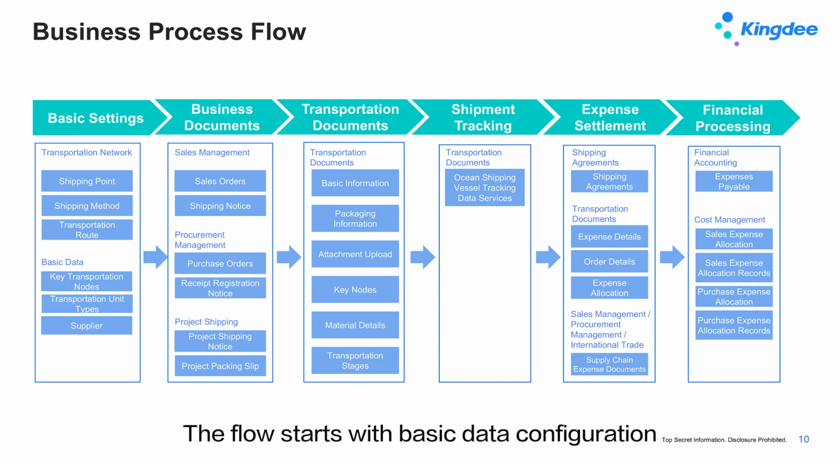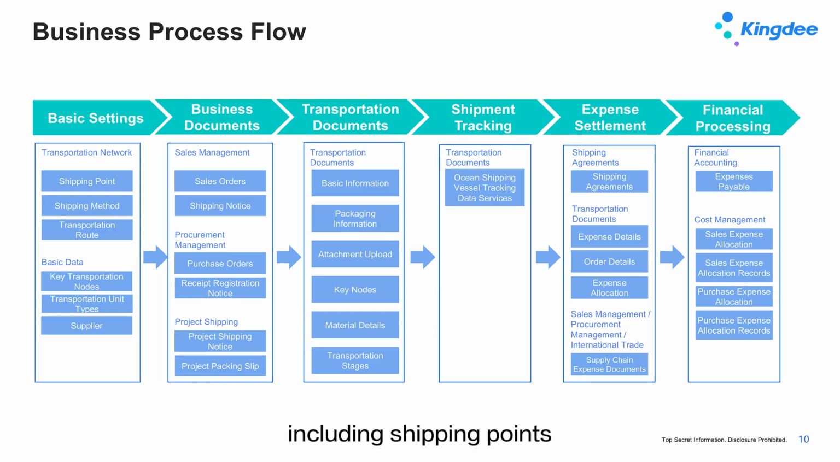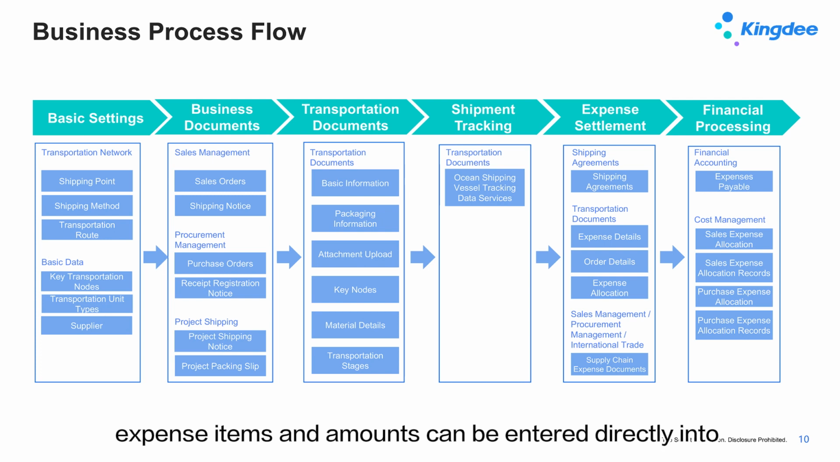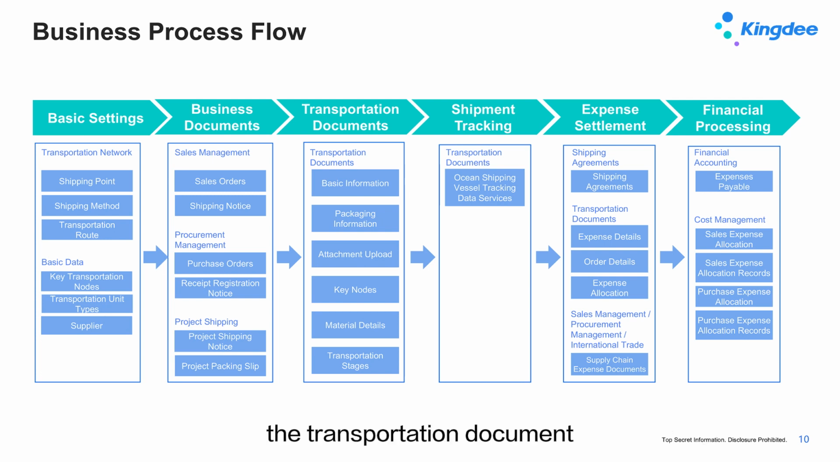The flow starts with basic data configuration, including shipping points, shipping methods, transportation routes, and suppliers. Based on different business scenarios, a source document can be converted to a transportation document. A transportation plan is then created from the transportation document with continuous monitoring and execution tracking. According to the shipping agreement with the carrier, expense items and amounts can be entered directly into the transportation document.